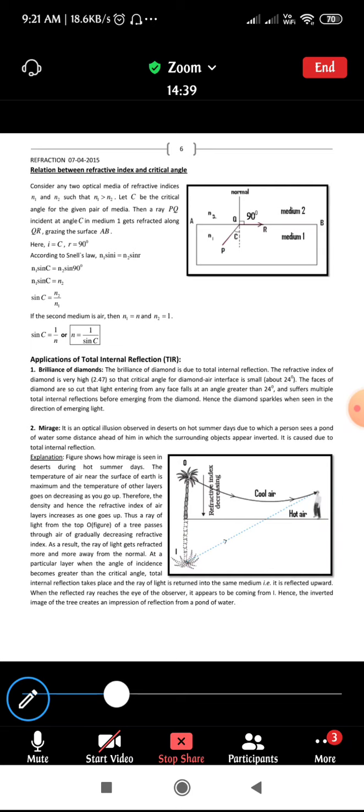Just go through this formation of mirage for a few minutes. In case you have any doubts, you can ask. Go through it for a few minutes.